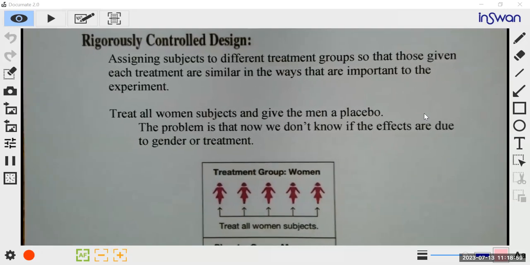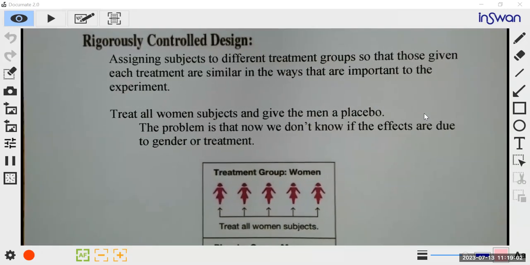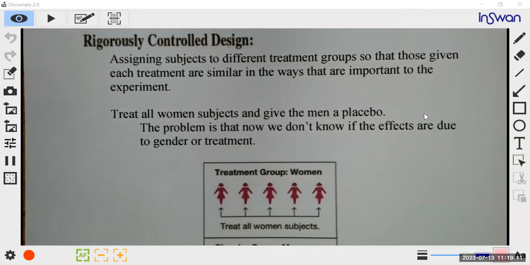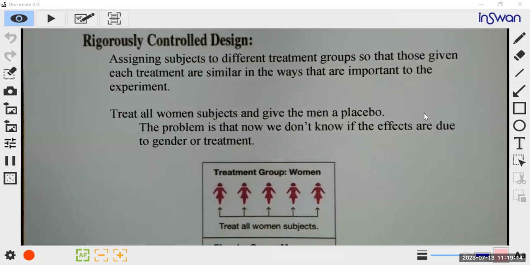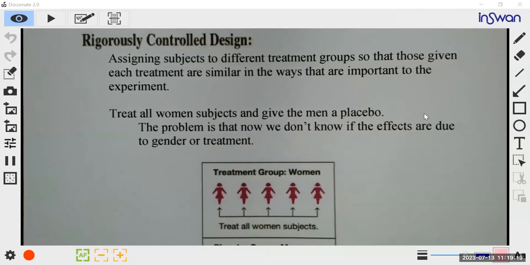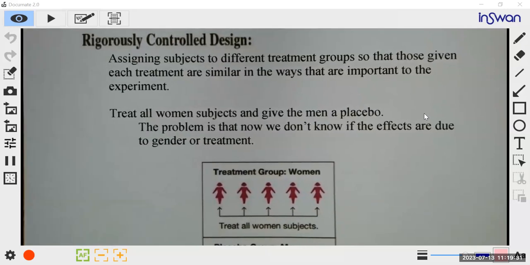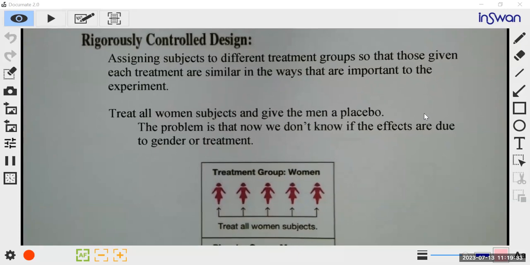Let me think of an example here. What item, medicine or something, is specifically for one gender as opposed to another? Midol. Well, Midol works for both men and women, but it's specifically designed for that market. Yeah, for the menstruation pain. How would you design that? How would you test that for men? Yeah, it's 100% works for men because they never get menstrual pain.